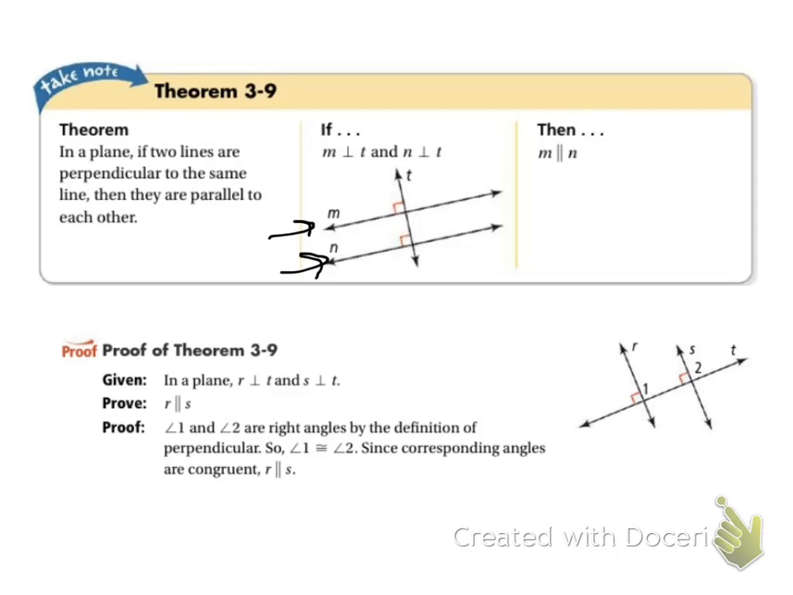So I know that angle 1 and angle 2 are right angles. So angle 1 is congruent to angle 2, and they're corresponding angles. And since corresponding angles are congruent, then the lines are parallel by the converse of the corresponding angles theorem.